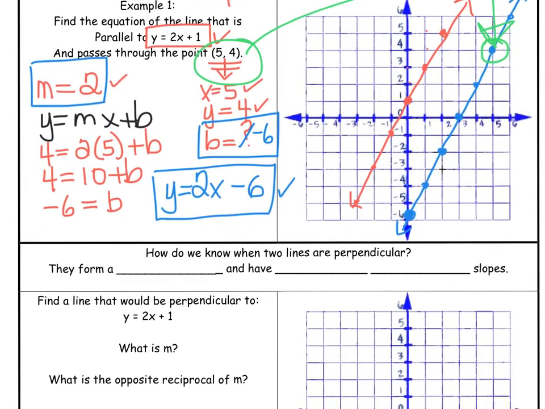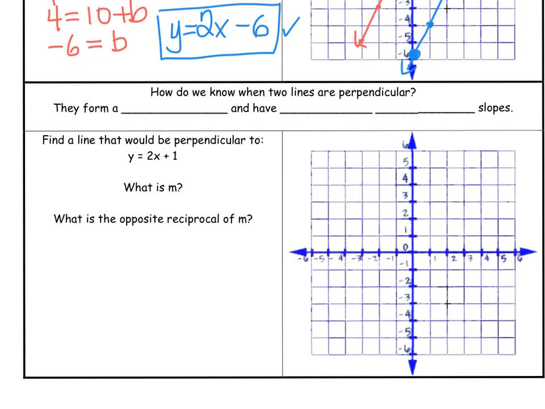So now let's take a look at the second half of that page. How do we know when two lines are perpendicular? So we graphed the lines, example 2 on the first slide. So how do we know if they're perpendicular? If two lines form a right angle and have opposite reciprocal slopes, then they are perpendicular.